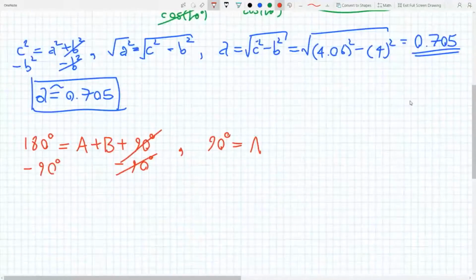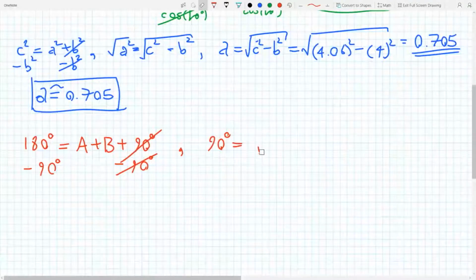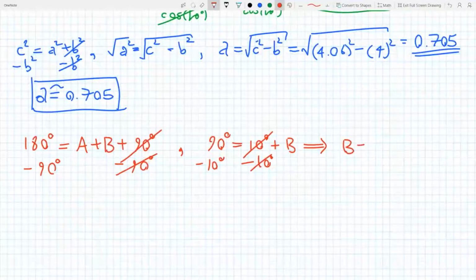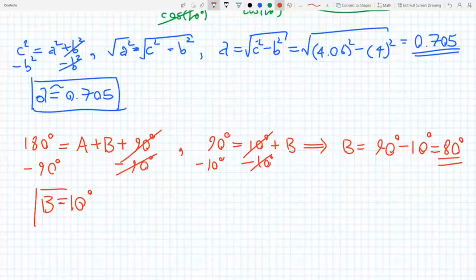So I will replace A with the value of 10. Let me just erase this portion and substitute in the value of 10 degrees plus B, which is the angle we are trying to find. So now I'll subtract both sides by 10 degrees. Here this cancels, and now I'm left with B is equal to 90 degrees minus 10 degrees, which is equal to 80 degrees. So therefore, capital B is equal to 80 degrees.